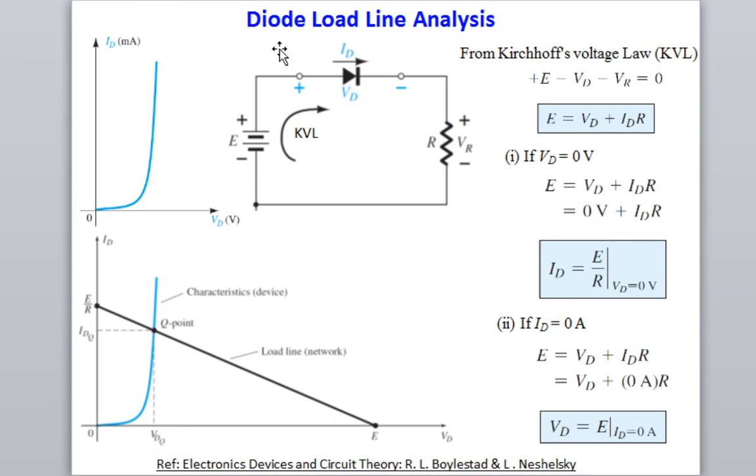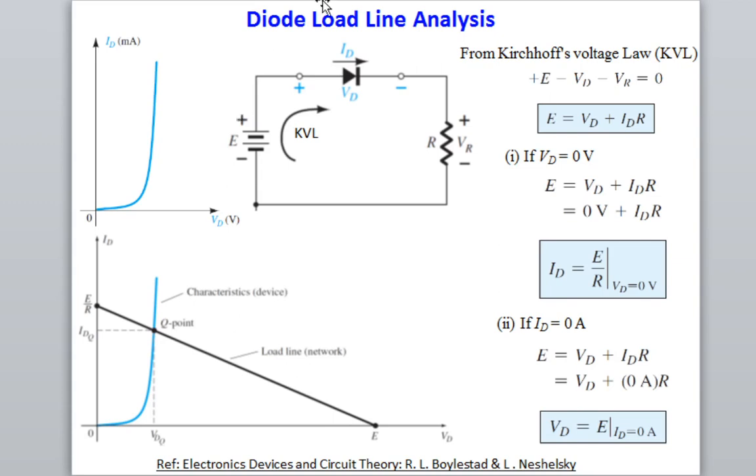So how can one determine, how can one plot the load line on the diode? Load line is basically a straight line. So the first question that arises is, what is the load line? Load line is a straight line which is drawn on the output characteristics of a diode, on the output characteristics of a circuit.